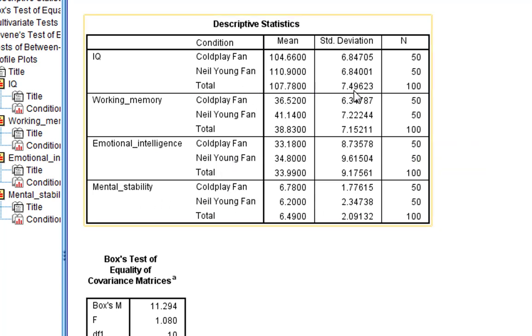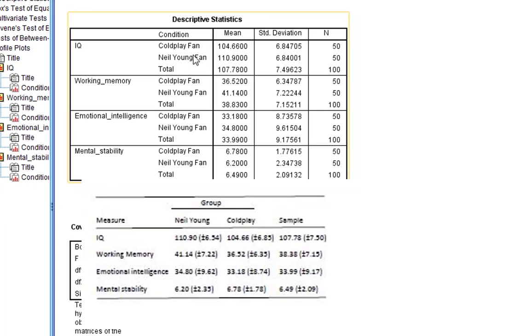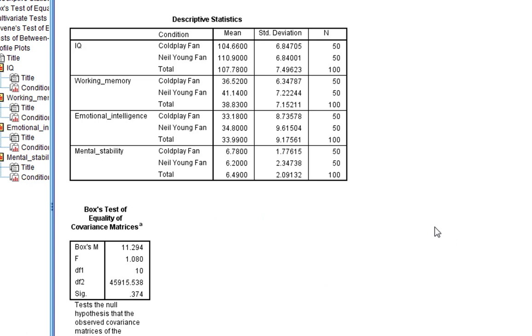We also get total scores. So this is the mean IQ of the sample, regardless of whether they're a Coldplay fan or Neil Young fan. Mean working memory score, regardless of whether they're a Coldplay fan or Neil Young fan, and so on. And we'd report these descriptive statistics accordingly in a nice, neat APA formatted table.